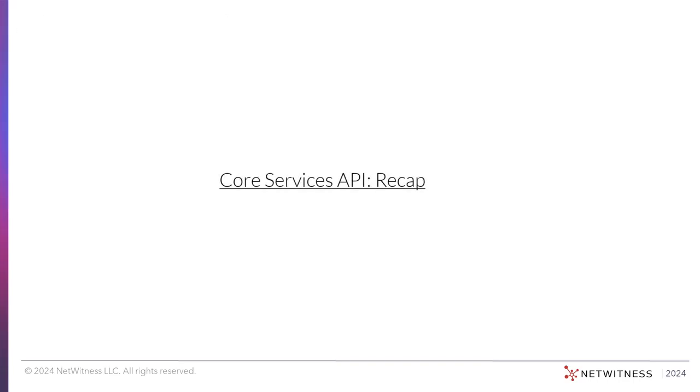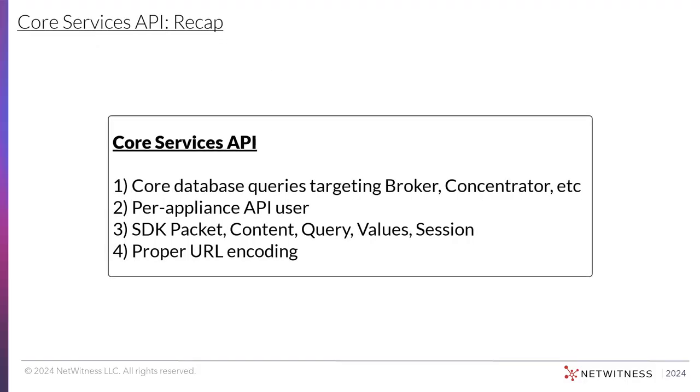I think we have covered a lot of ground here today, so let's quickly summarize the Core Services API too. Again, this is how you issue queries against the core NetWitness database. To do that, you'd need to have the accounts created on each service that the queries will target, which most likely will be the broker and possibly concentrators or decoders too. There are several different commands that you can use for these queries, and SDK query might be a good starting place if you are still getting familiar with this process.